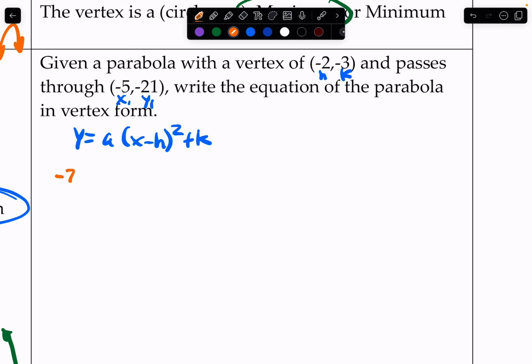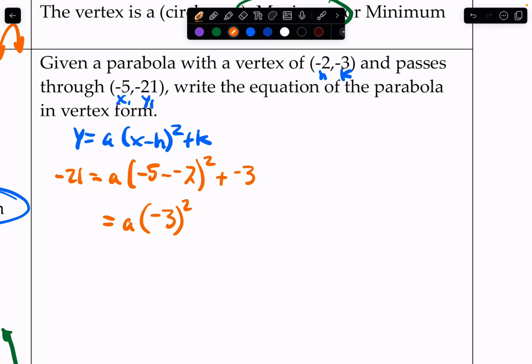Y, I'm going to replace with negative 21. A is still unknown. X is negative 5. Minus h, so that's going to be a minus a negative 2 squared, and then plus k, that's going to be plus negative 3. I could have put minus 3 there, but, here we are. Let's do some math. All right, negative 5 minus a negative 2. That's going to be negative 5 plus 2, which is negative 3. That needs to be squared.